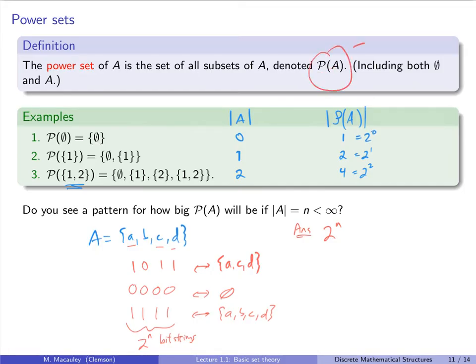Because of this, one alternative notation for power sets that you may see is, instead of P of A, a lot of books will just write 2 to the A. This is not a number. It literally stands for the power set, even if A is an infinite set. This notation still makes sense, and it's motivated by the observation that if A is a finite set, then the power set has size 2 to the n, where n is the cardinality of A.